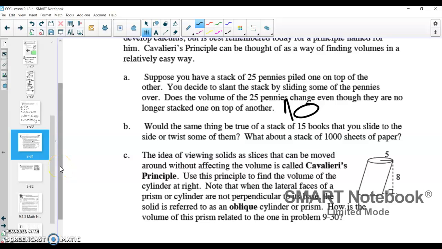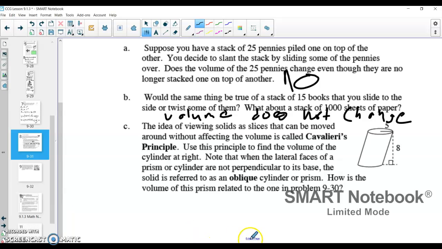And you could say, would the same thing be true for a stack of 15 books? Yes, the same thing would be true as in A. The volume doesn't change. So if you want an answer, you could say, yes, volume does not change. However you want to say it in your own words. All right.